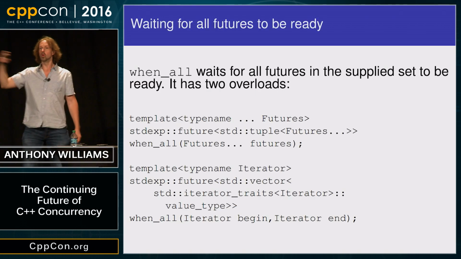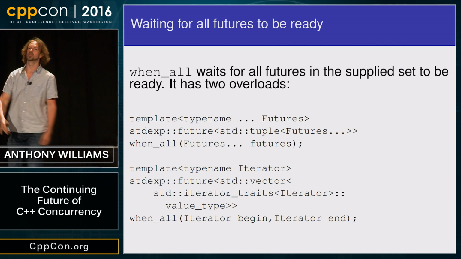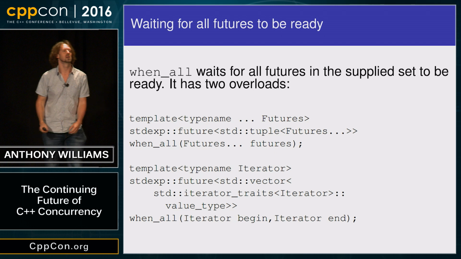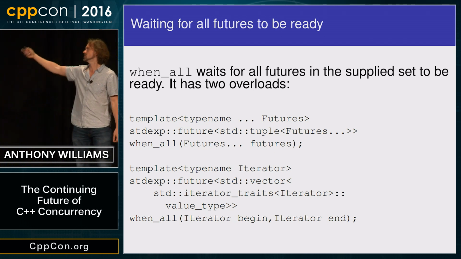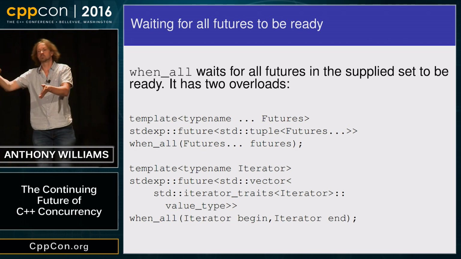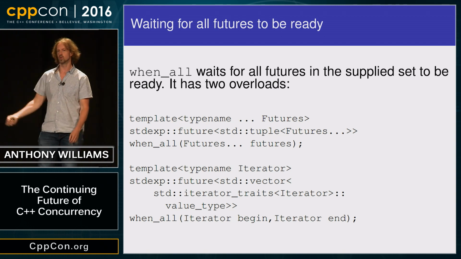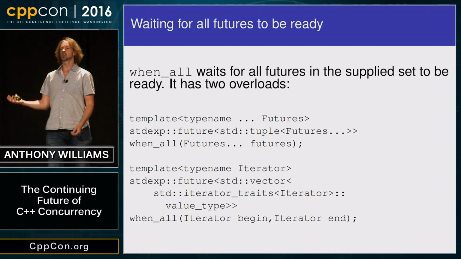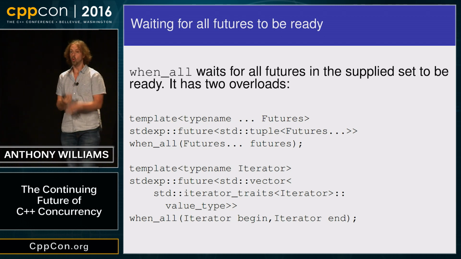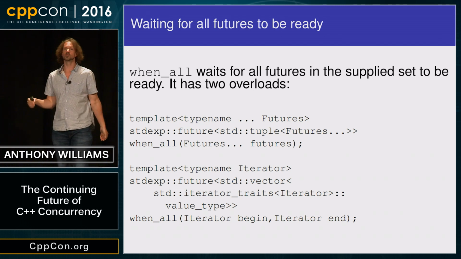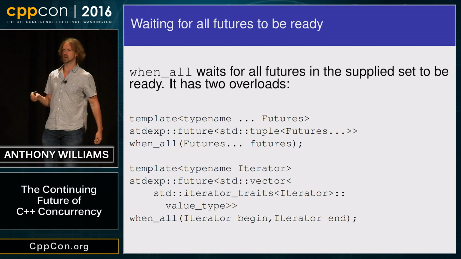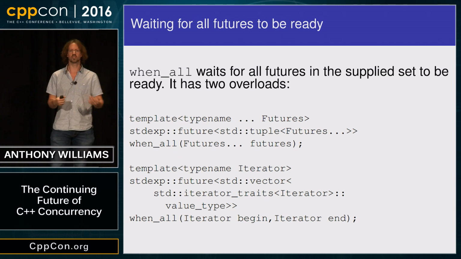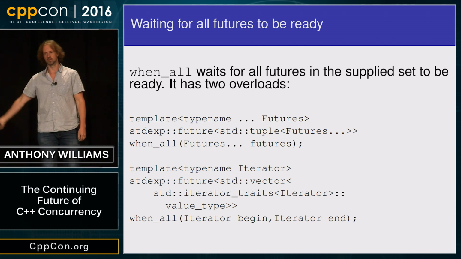Okay. when_all is the counterpart. You wait for all your futures to be ready. And again, it's got 2 overloads. The first one just takes a bunch of futures as parameters, and the second one takes an iterator range. And again, the result holds a vector. This time, because the results are all definitely going to be ready, you don't have this when_any result complicatedness. The first one is just a future holding a tuple, and the second one is a future holding a vector of futures.